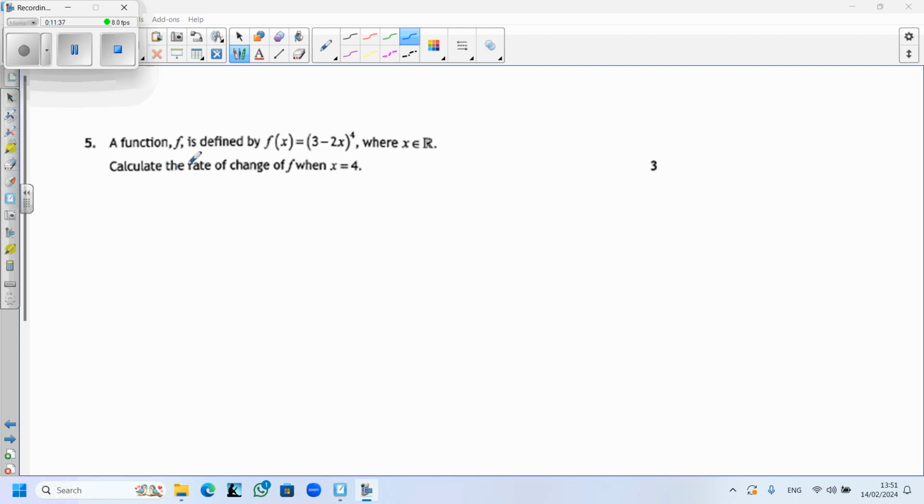Question 5. A function f is defined by f(x) is equal to (3 minus 2x) all to the power of 4. Calculate the rate of change of f when x is equal to 4. Rate of change means a derivative. So rate of change is dy by dx or f dash x. We've got f(x) here, so rate of change is f dash x.